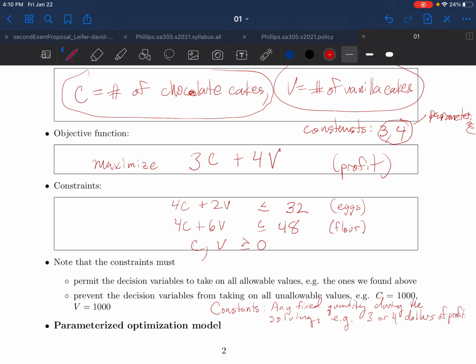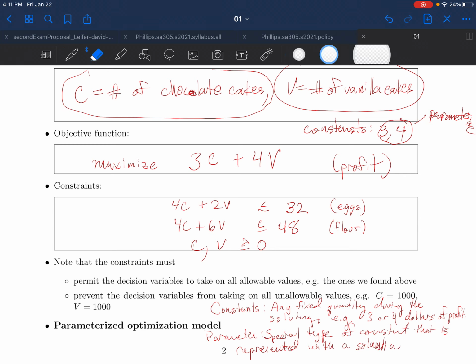Okay, so what is a parameter? A parameter is a special type of constant where that is represented with a symbol. Now, you might think, well, why is that? Okay, so suppose Farmer Jones was experimenting. I should probably spell symbol correctly.